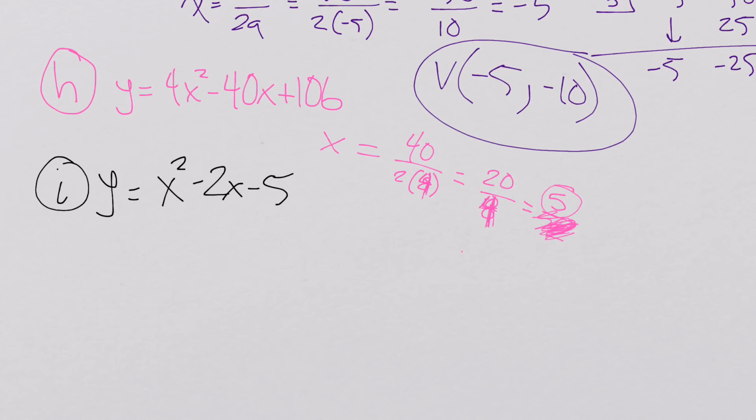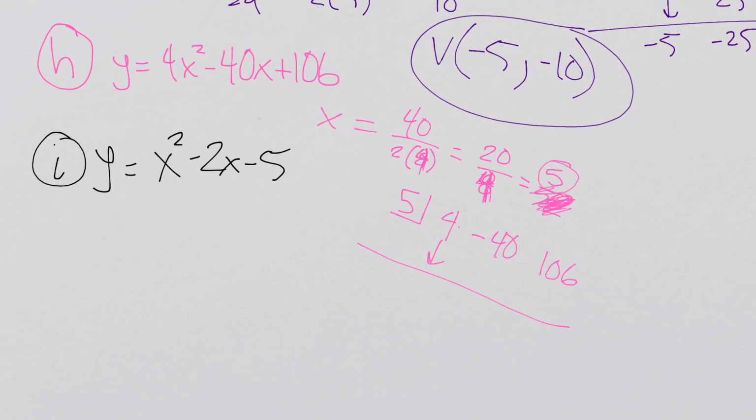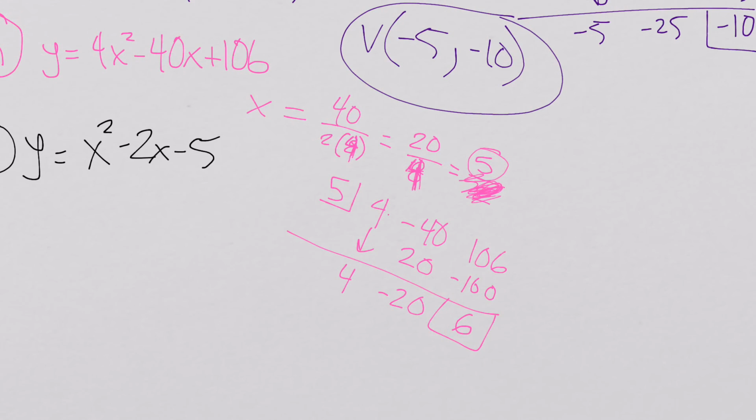What's the corresponding y value? Again, you could just plug it in, but the remainder theorem will allow you to find that value in an easier manner. I think it's easier to do some simple multiplication and addition than it is to do big multiplication. So bring your 4 down. 4 times 5 is 20. Negative 40 plus 20 gives you a negative 20. 20 times 5 is 100, so that gives us a negative 100 right there. So my remainder is a positive 6. And so I know that my vertex is at 5, 6.